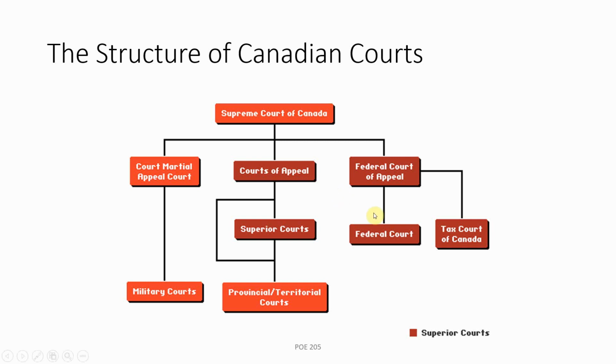The next tier down are federal courts and superior courts in provinces. There's also a tax court. And then at the bottom are smaller provincial and territorial courts, things like traffic courts and small claims, family division, criminal division, etc. And then you guys would probably be aware of the military courts that also exist in Canada. So that's kind of generally how the structure works.